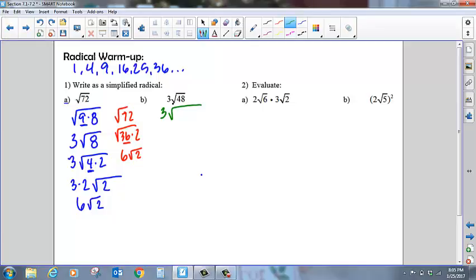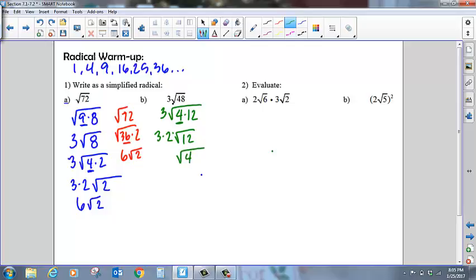Most people probably would pick the 4 first because it's a little bit more obvious. So let's just do that. So 48 becomes 4 times 12. We can take the square root of 4. The square root of 4 is 2, so that's going to come outside the radical with the 3. And then we're going to leave the 12 inside. But then you need to check, can you break down the 12 even further?